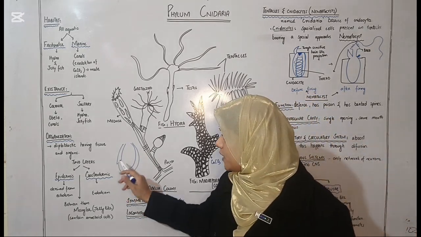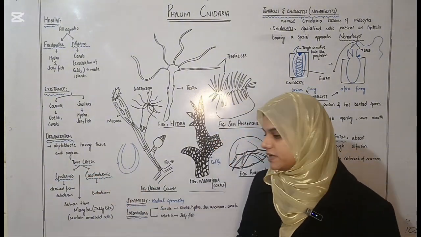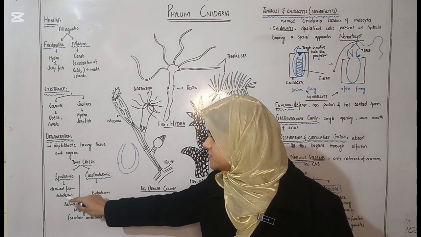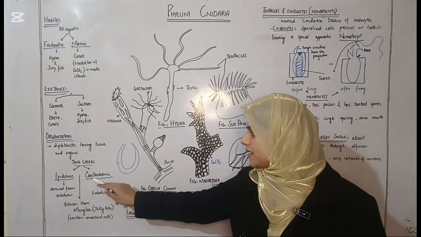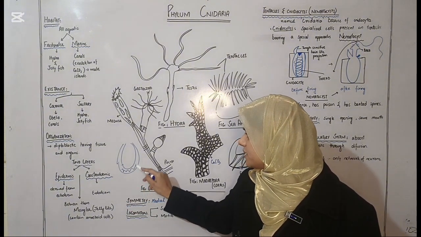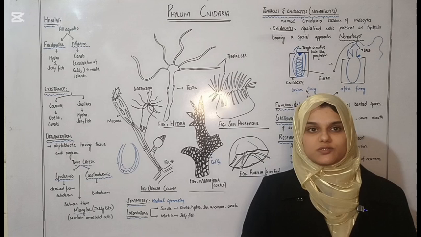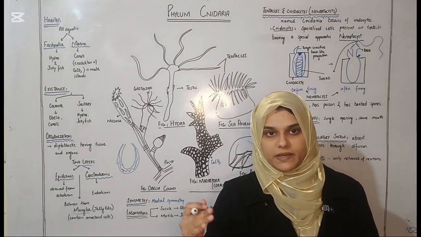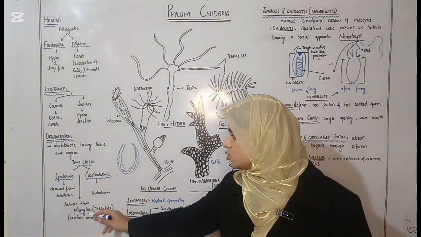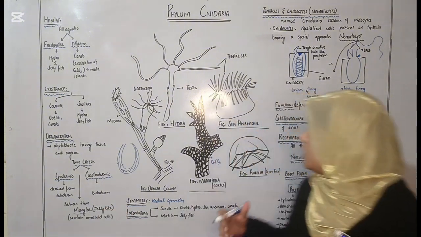Now the body wall consists of two layers, that is epidermis and gastrodermis. The epidermis is the outermost layer and it is derived from ectoderm, and the gastrodermis is the innermost layer and it is derived from endoderm. Between these two layers there is a jelly-like material, and this material is called mesoglea. So there is no proper mesoderm layer, but in between the epidermis and gastrodermis there is mesoglea, a jelly-like material in which amoeboid cells are present.